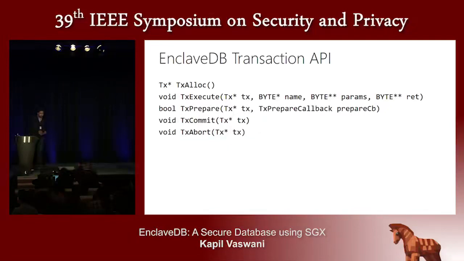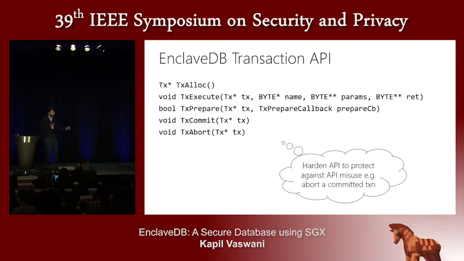So we've hardened this API to protect against a variety of attacks that include, for example, time of check and time of use attacks, and API misuse attacks that, for example, try to commit a transaction that was previously aborted, or try to abort a transaction that was previously committed.